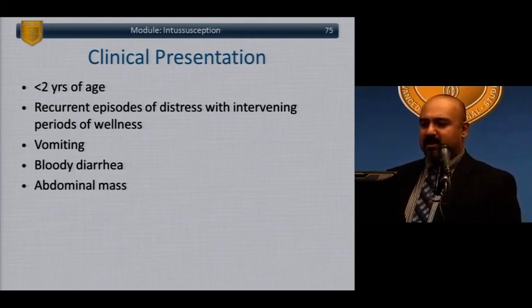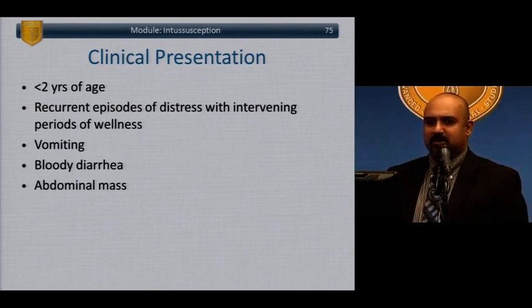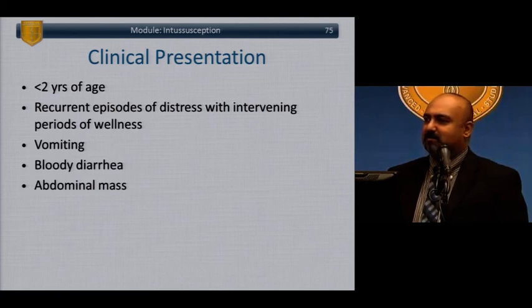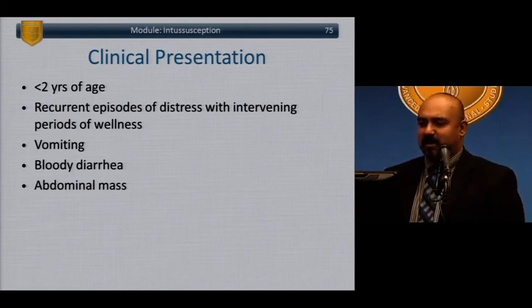You can have vomiting. It's usually non-bilious initially. If it's later on in the course, it can be bilious. Bloody diarrhea, and you may be able to feel an abdominal mass. You can see currant jelly stool. If you ask any medical student what currant jelly is, no one knows, so they don't have an idea of what it looks like. So if they're heme positive, and they've had these episodes where they're well, then in severe pain, then well again, that's probably the most sensitive way of thinking about this.